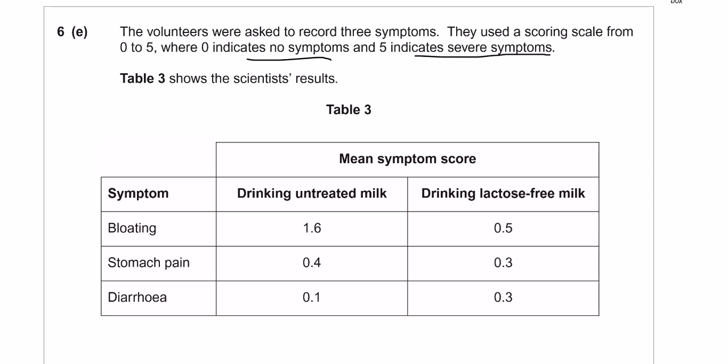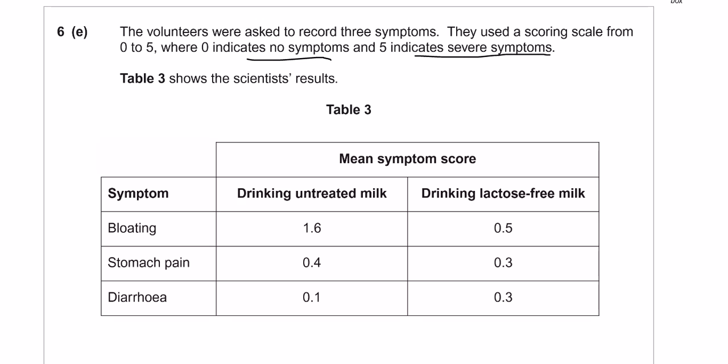And they give some information here about the symptoms. So 3 symptoms: bloating, stomach pain and diarrhea. And then they show drinking untreated milk versus drinking lactose-free milk. Basically, you can see there's very little difference between the untreated milk and the lactose-free milk. There's a bit more bloating, but not vast amounts, and a bit more stomach pain.